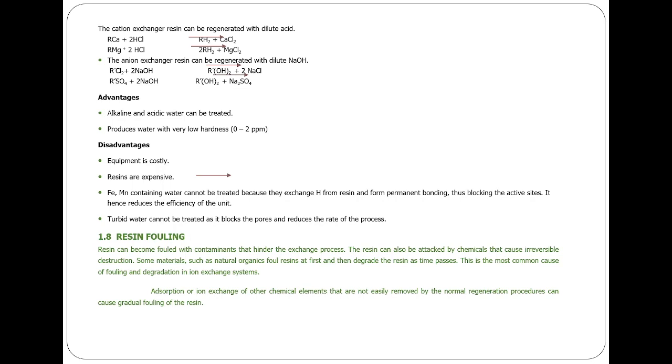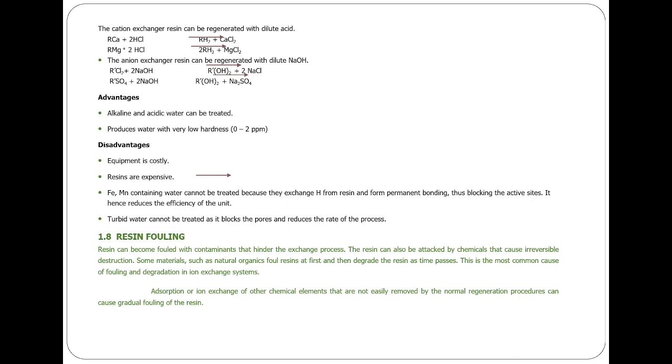This equipment is costly, resins are expensive, and turbid water cannot be treated in this method. Not only that, if water contains iron or manganese, those transition metals will block the active sites of the resin, which reduces the efficiency of this unit. This is about the ion exchange process or demineralization process.